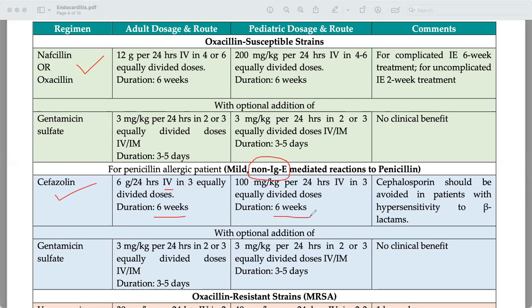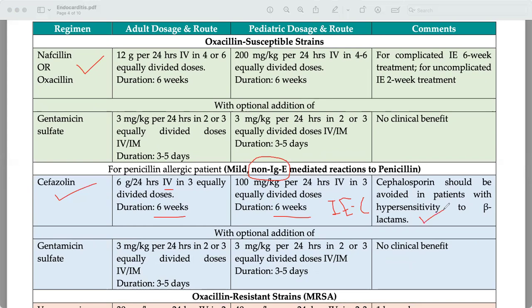Duration is also 6 weeks. And it's very important, the 6 weeks duration is for infective endocarditis, which is complicated. And note, cephalosporin should be avoided in patients with hypersensitivity to beta lactams.